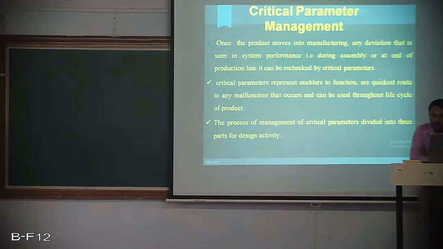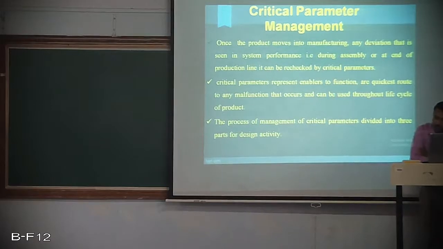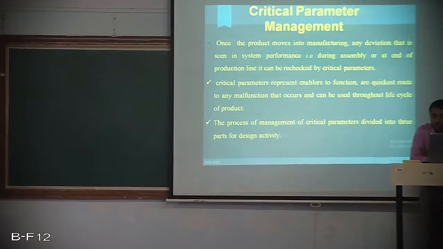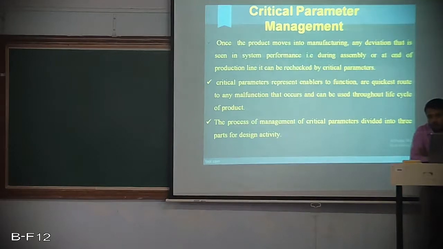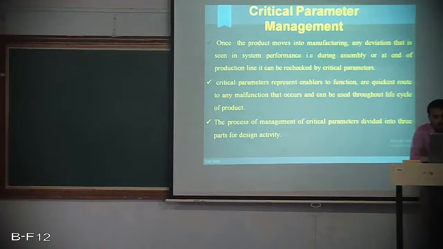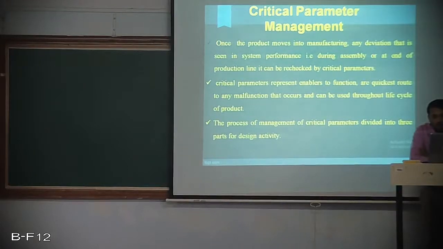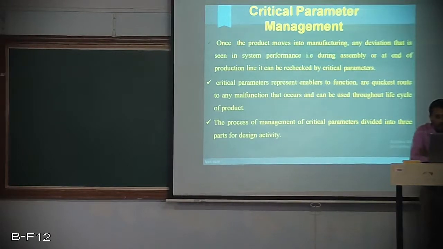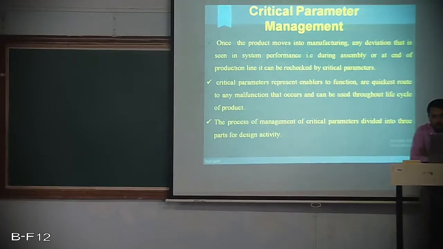Whenever you see 2D detailed drawings, there will always be some critical dimensions. Only after manufacturing, or after the part is assembled into subsystems, will you be able to check the manufacturability of that critical assembly. Those things become the critical parameters. Those critical parameters represent an enabler to function or to test for any malfunction that occurs, and can be used throughout the life cycle of the product.